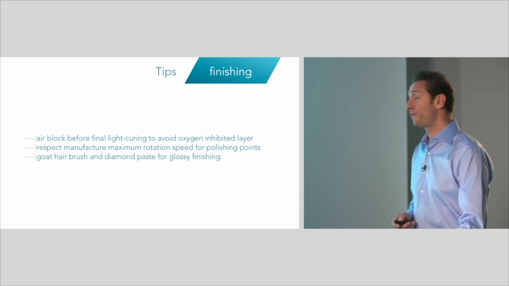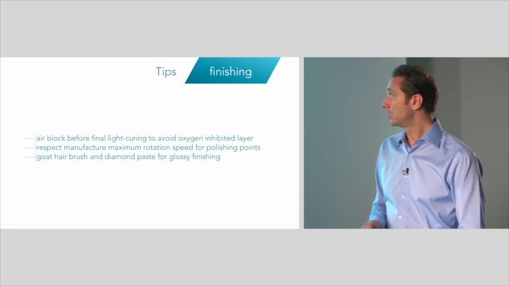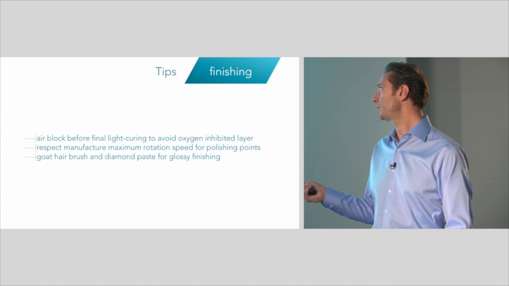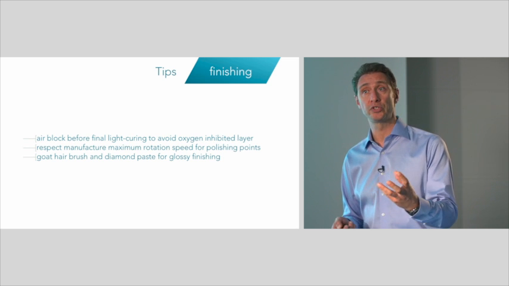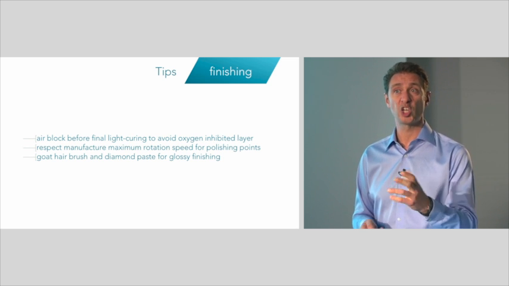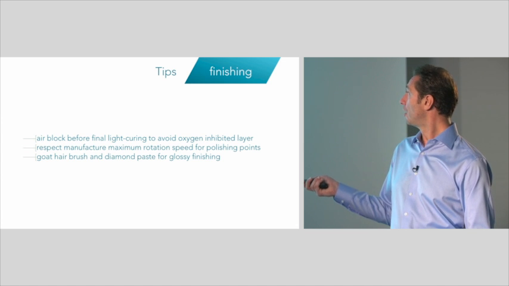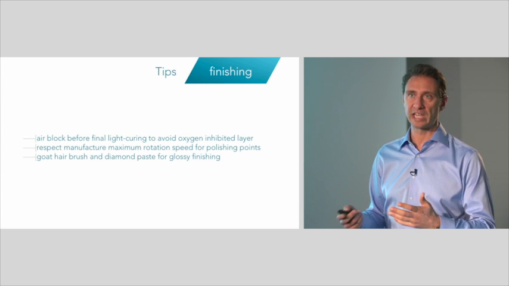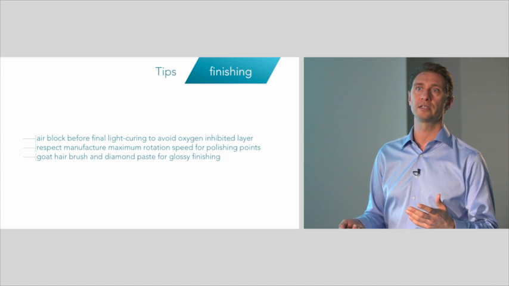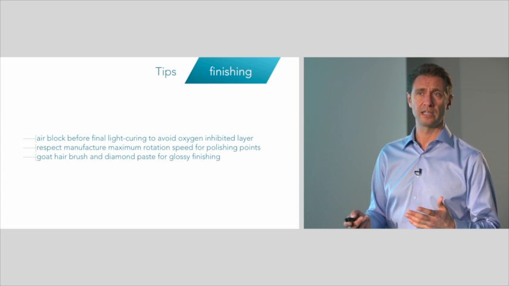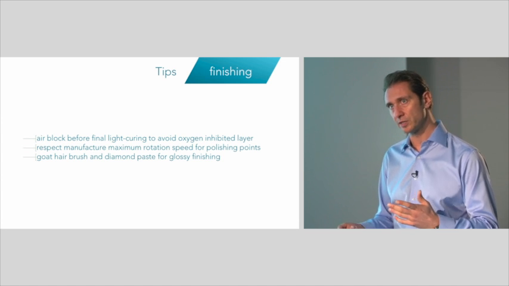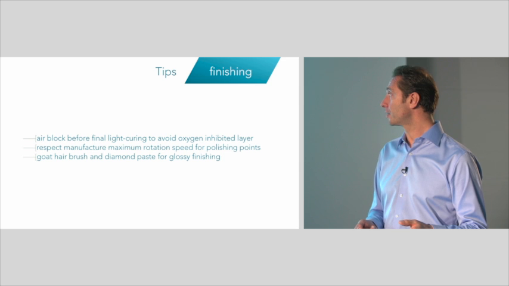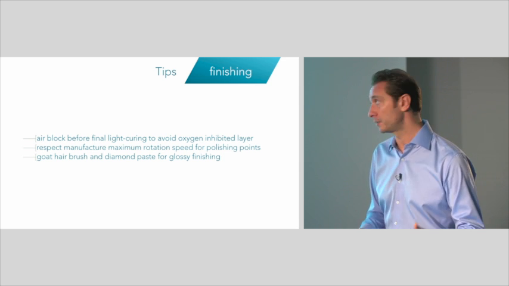Now, for finalizing, there are some tips also, of course. When we do the final layer on top, use some air block during the final light curing to end up with a good surface that allows you good finishing, so no oxygen inhibited layer anymore. Respect, of course, the manufacturer's guidelines in relation to finishing points and finishing rubbers and tips, whatever. Avoid heating, because if you heat, you will influence the properties of the material adversely.